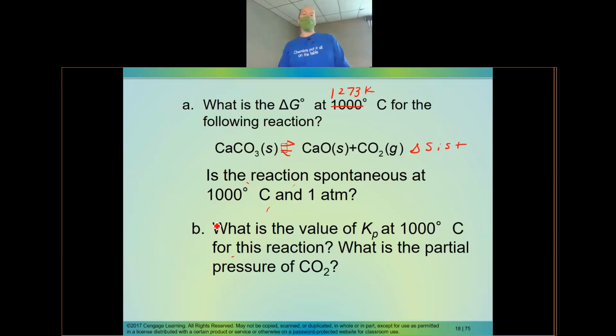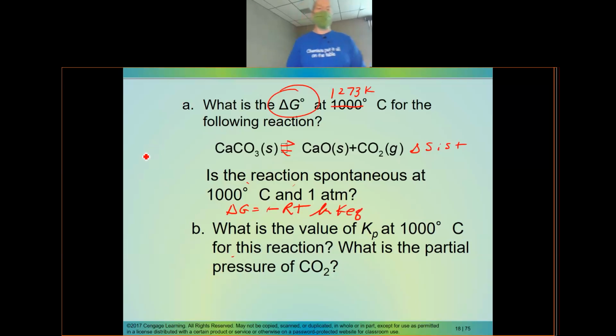All right, and so the question is, is the reaction spontaneous at 1,000 degrees Celsius? So what we got to do is find our delta G. If it's negative, it's spontaneous. If it's positive, it's not spontaneous. And then the second part is, what is the value of Kp? Well, we're going to use the equation that delta G is equal to negative RT ln Keq.